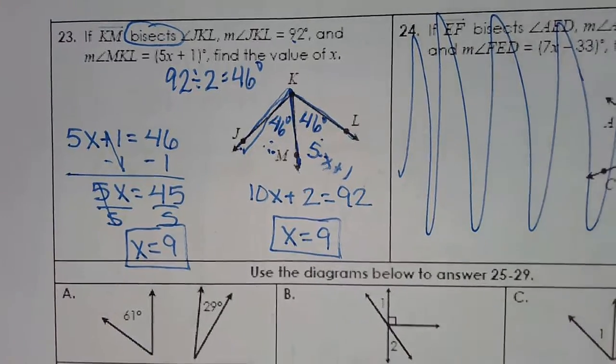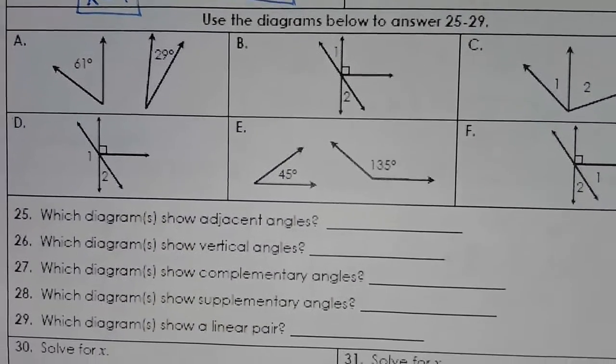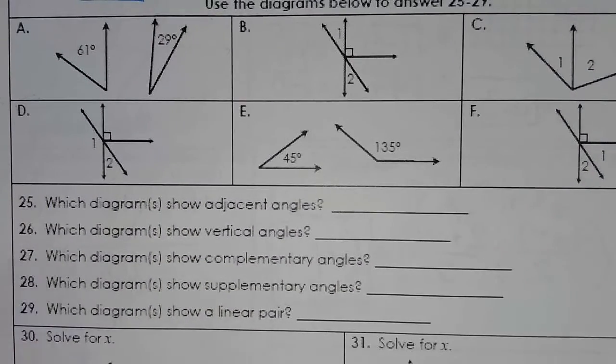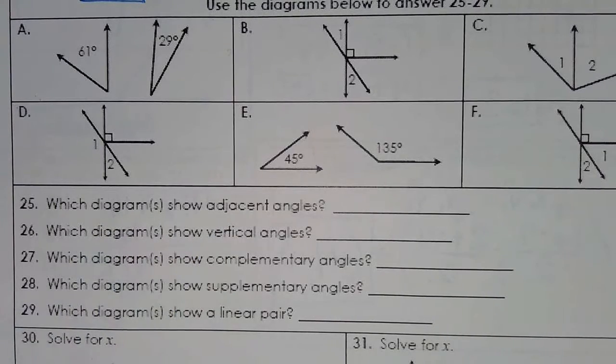Okay, 25 through 29. I like 25 through 29, naming and figuring out what angles are which. Making sure you know what the different angle pair names really mean. So 25 says, which diagram or diagrams show adjacent angles? So adjacent angles are any two angles that are connected together and they share a side.